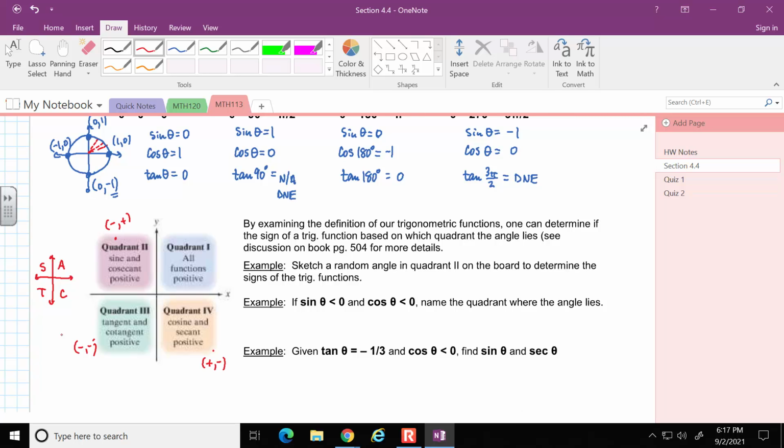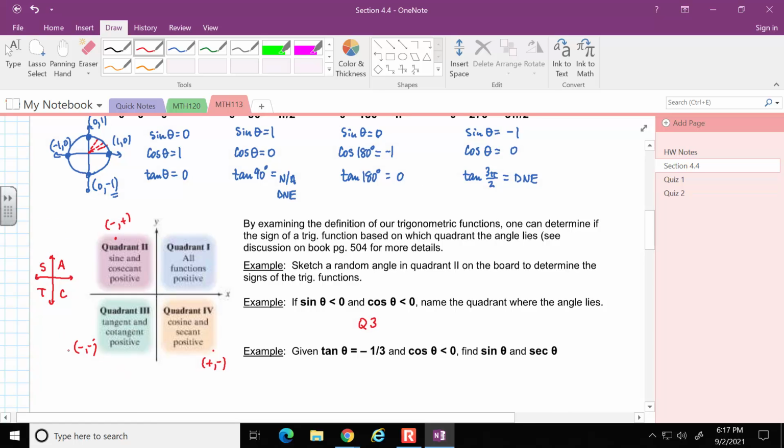So the next one says, if sine is negative and cosine is negative, name the quadrant where the angle lies. So which quadrant, 1, 2, 3, 4, would be where theta is? That is correct. Right, that's going to be in quadrant 3, right? Tangent and cotangent are positive here, but sine and cosine then are negative.